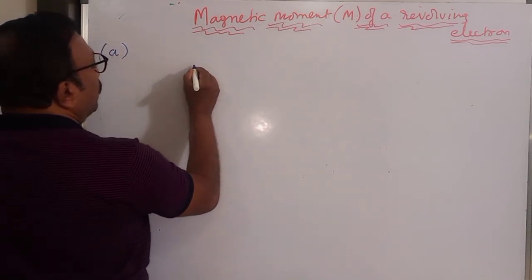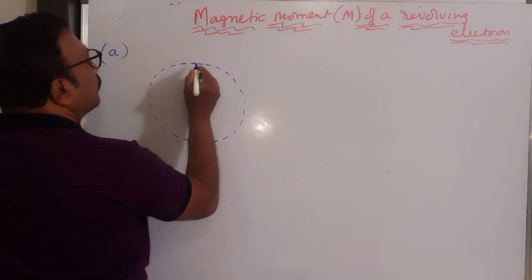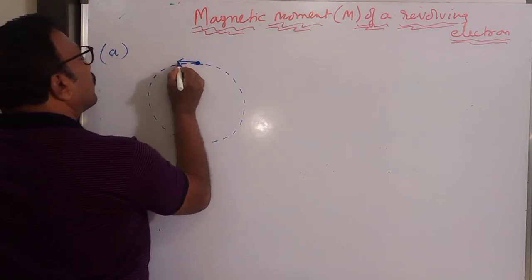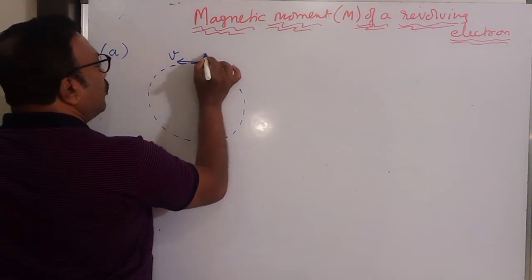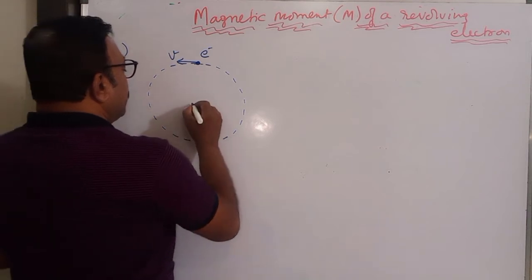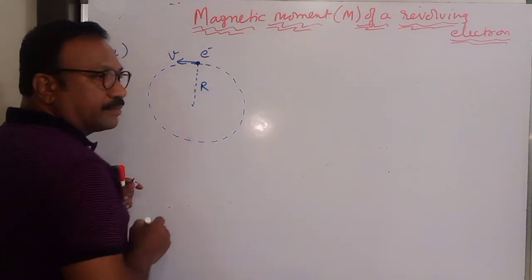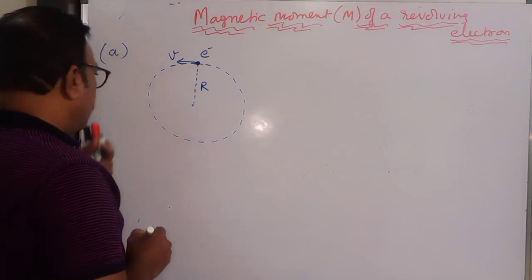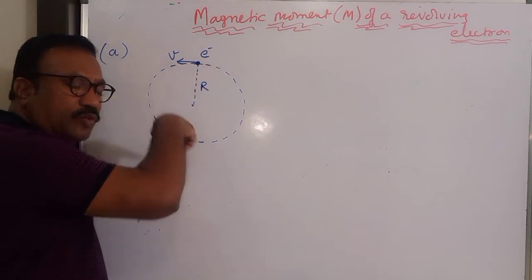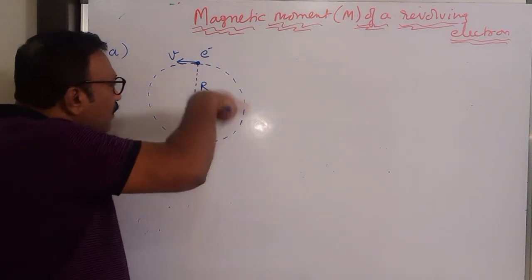An electron revolving in a circular orbit. Let us say the electron is moving with velocity v. The charge of the electron is represented by E minus, and let the radius be r. The electron revolves very fast like this. The velocity of the electron is very large, so it will be revolving very fast.